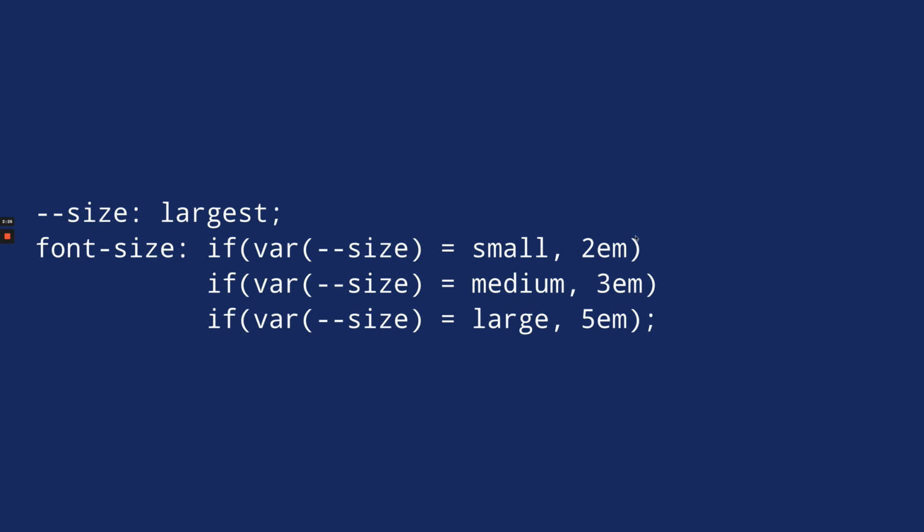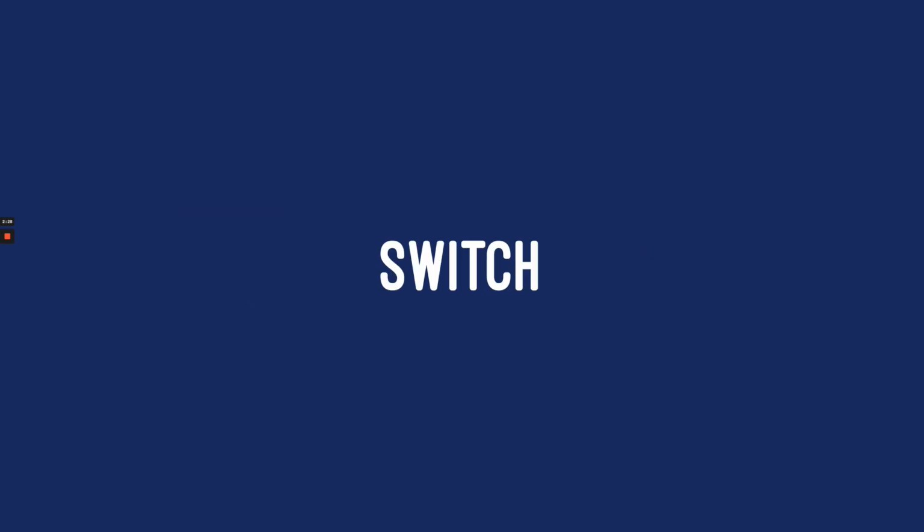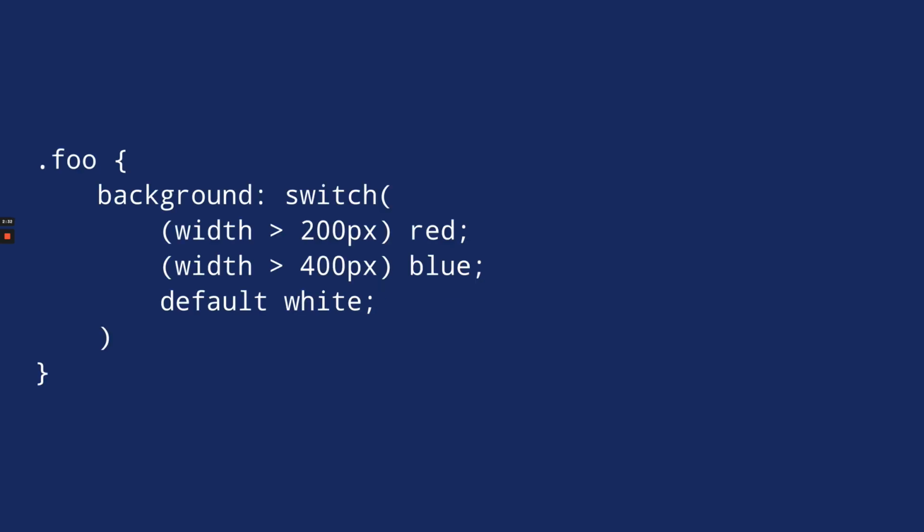That's why switch is another feature that's coming to CSS. And if you're thinking switch from JavaScript, you're exactly right. Essentially, this is the kind of switch statement you have in JavaScript, but natively in CSS. So here you have a full class with a background property and a switch where if the width of the element where the class is applied is more than 200 pixels, it resolves to red. If it's more than 400, resolves to blue, or otherwise there is the white default that is applied.